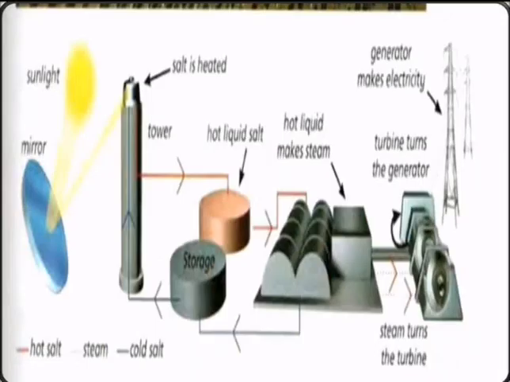And now, picture number 3. What can you see? We can see sunlight, mirror, a tower, a hot liquid salt in a tank. And also, what can we see? We can see some machines. We can see also a tower for electricity.